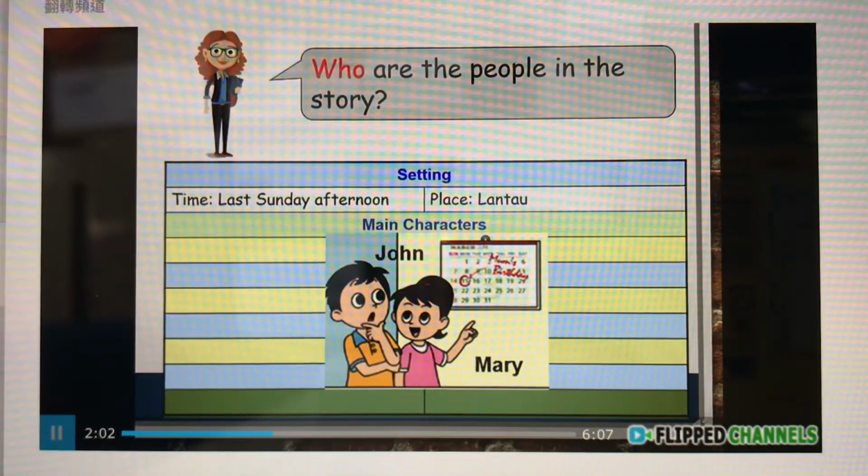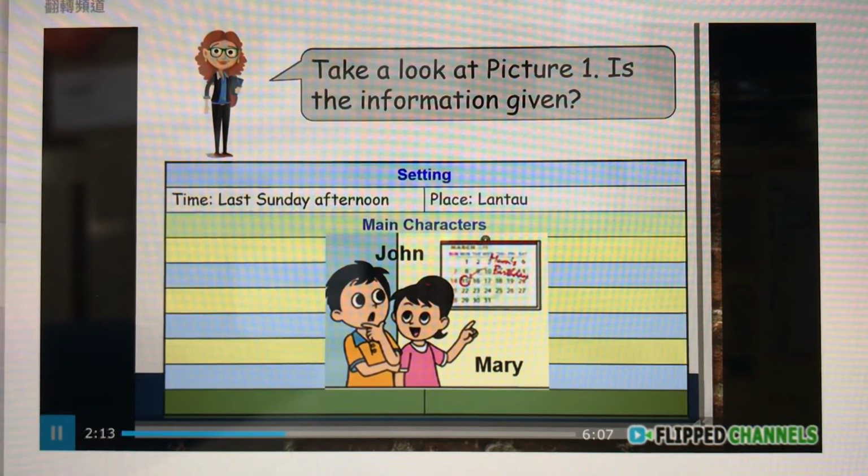Who are the people in the story? In the picture, you can see 2 names there. The boy's name is John, and the girl's name is Mary. The information is given. So, the main characters are John and Mary.